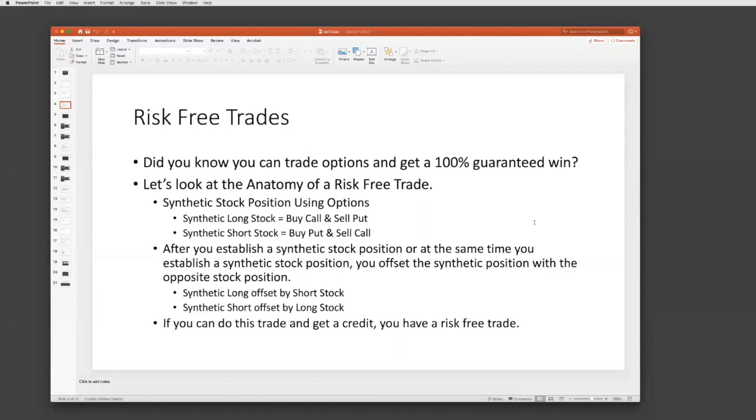And so today I want to cover a little bit about risk-free trades. So risk-free trades, when I say that to people, maybe people outside of my class, sometimes people inside of my classes, I can ask, did you know that you can trade options and get a 100% guaranteed win? And people are like, that's not right. No, it's absolutely true. It's absolutely true.